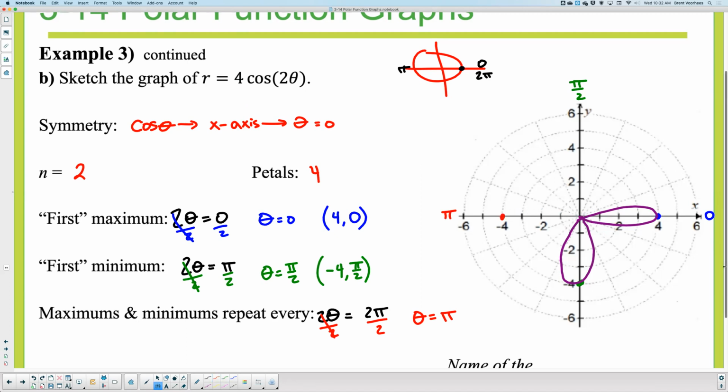So again, here's where we picked off from. We were coming back, that we hit 0. So I go to pi. I come around this way.